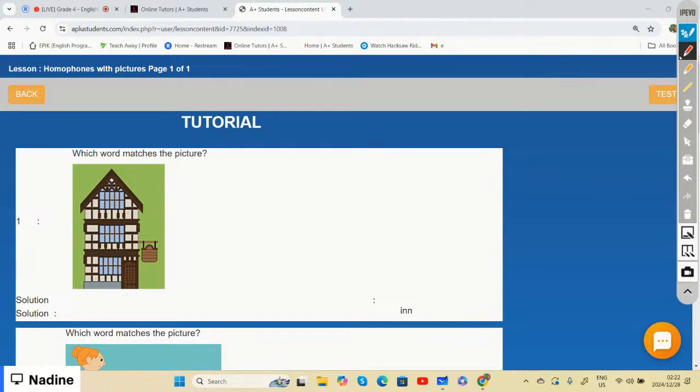All right. So if we were to match the word with the picture, then we can say it's an inn, right? I-N-N. It's like another word for saying it's a hotel. And if we were to identify the homophone of the word inn, then it is in, right? So well done.